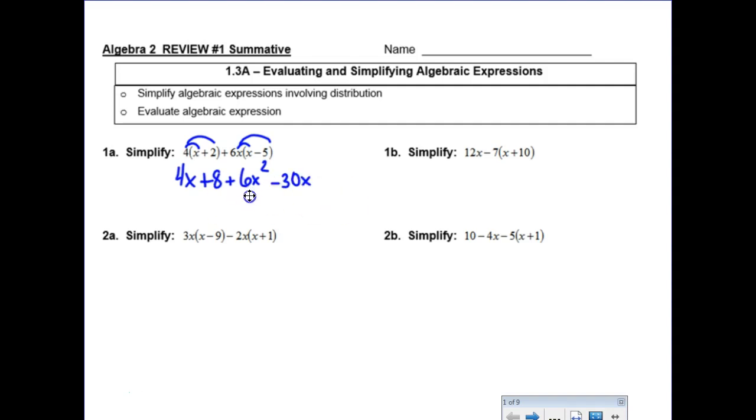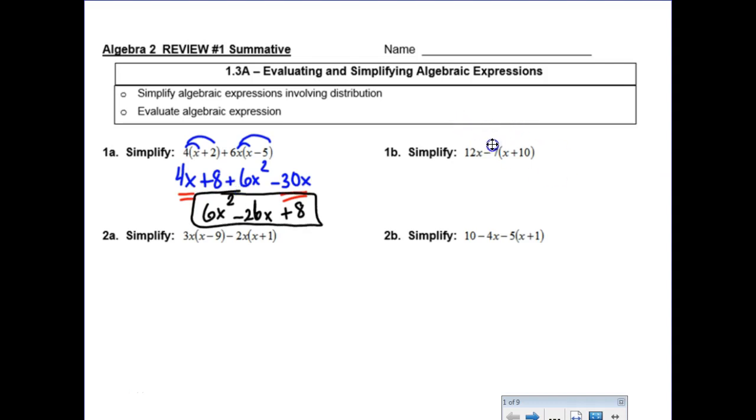I'm going to leave the 6x squared as the first term, but I will have to combine right here and here. So final answer for me would be 6x squared minus 26x when you combine those like terms, and then plus 8. Technically, you can write your answer in any order, but this is the order that I would write. It is called standard form.